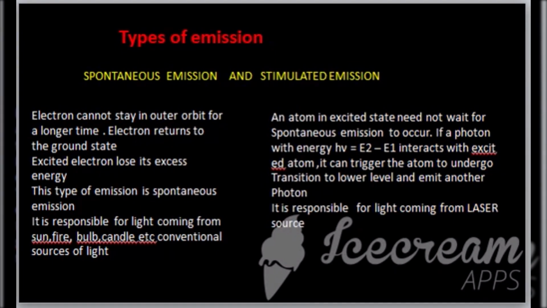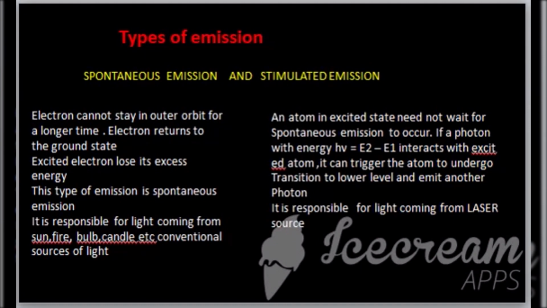Electron cannot stay in outer orbit for a longer time. Electron returns to the ground state. Excited electron loses its excess energy. This type of emission is known as spontaneous emission. It is responsible for light coming from sun, fire, bulb, candle, that is conventional sources of light.